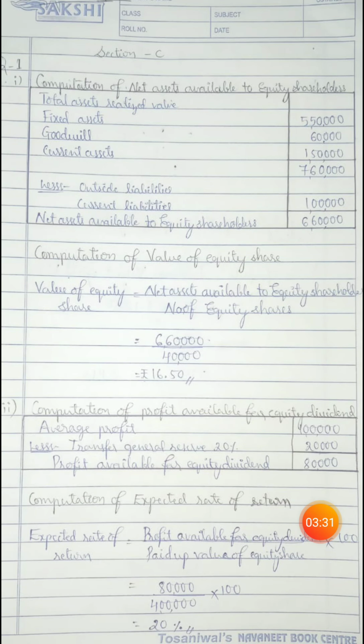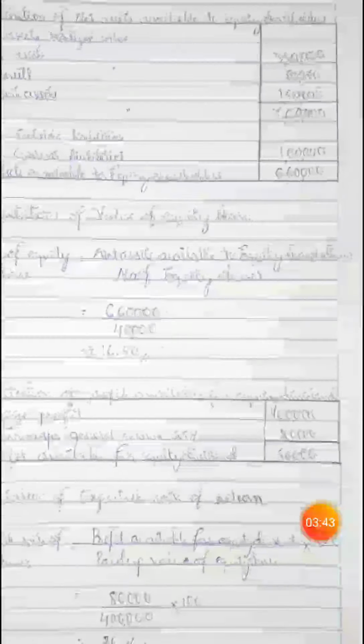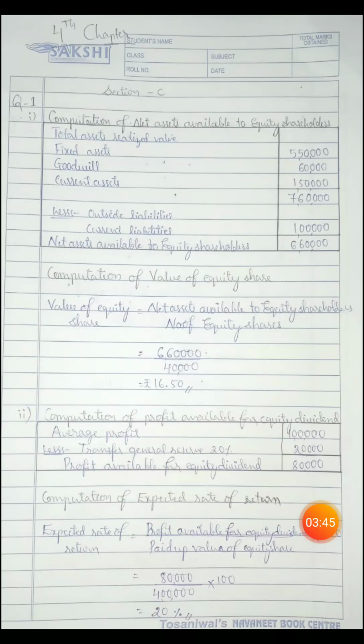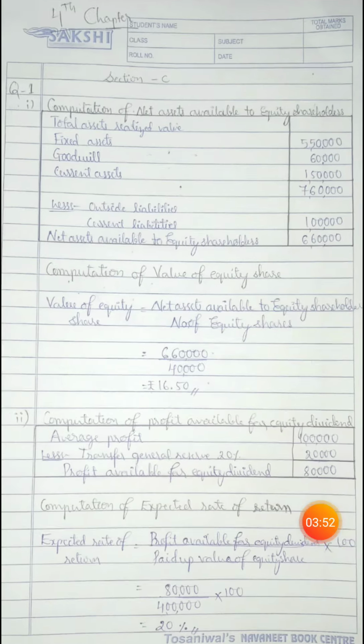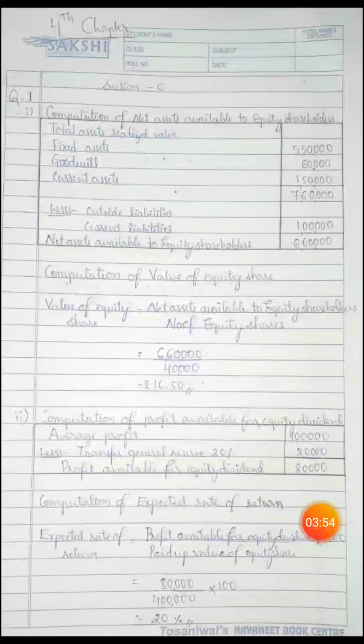Then we'll move to calculation of profit available for equity dividends. What is the profit available for equity dividends? As it has been given in question, average profit is 1 lakh. So we'll take 1 lakh here. With that, he has said that transfer to general reserve is 20% of profit. So less transfer to general reserve, 20% on it will be 20,000. So profit available for equity dividend is 80,000.